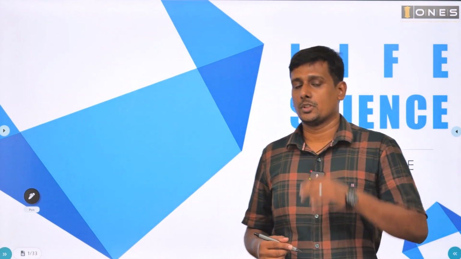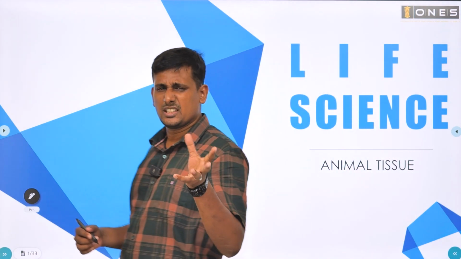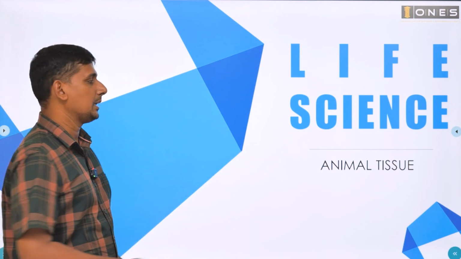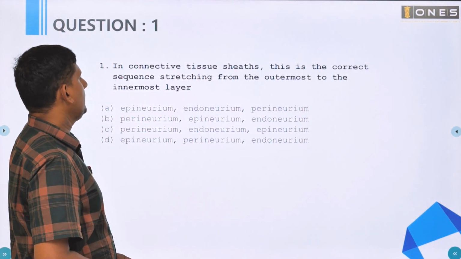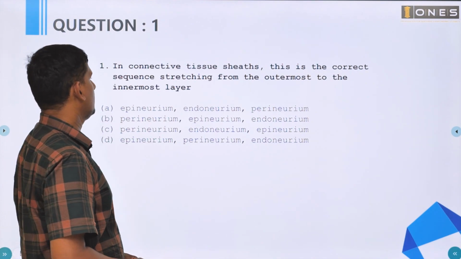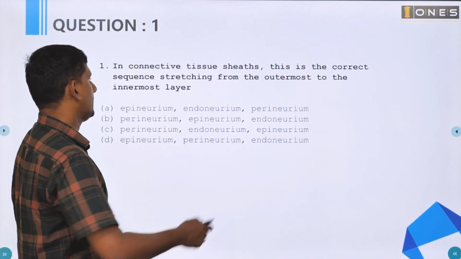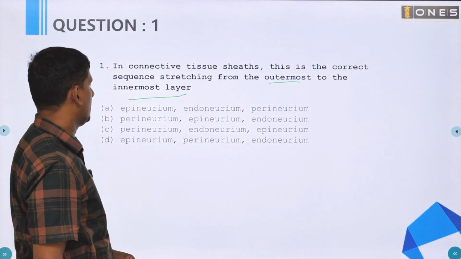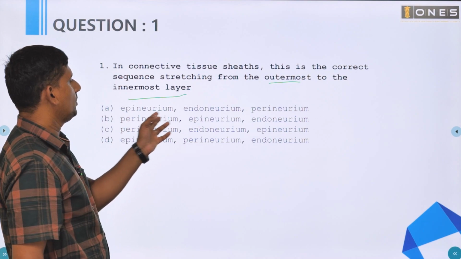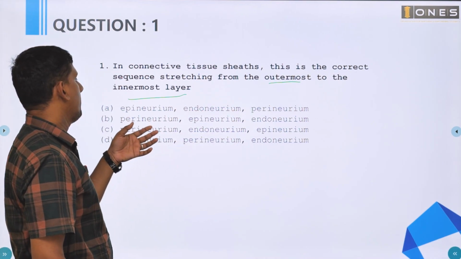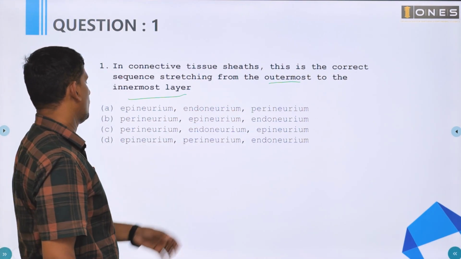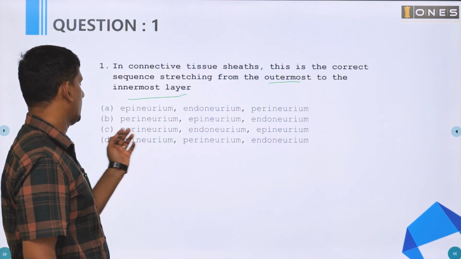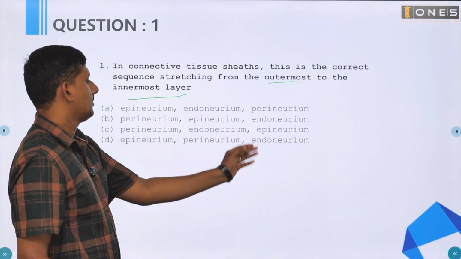So, in this video we will discuss MCQs, multiple choice questions. First we are going to discuss animal tissues. In connective tissue sheaths, what is the correct sequence stretching from the outermost to the innermost layer? The options are epineurium, endoneurium, perineurium; perineurium, epineurium, endoneurium; then perineurium, endoneurium, epineurium; and epineurium, perineurium, and endoneurium.